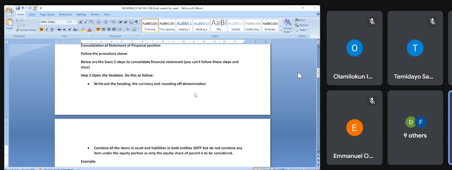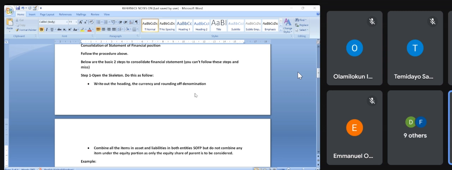Under equity, write ordinary share capital. But the ordinary share capital that you are going to write is that of the parent only. Take note. The parent only is what you will write there. Don't write anything that relates to the subsidiary. Why? Because there will be adjustment on that of the subsidiary.